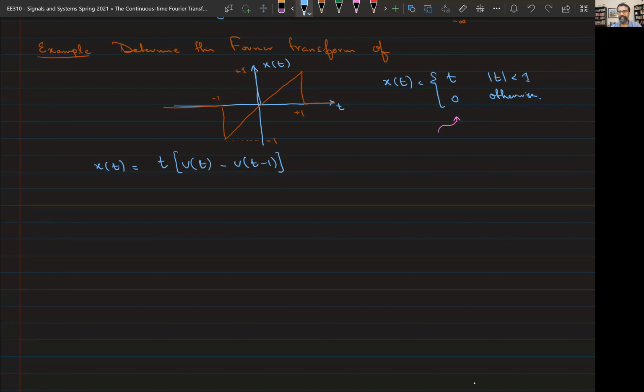Yeah. Then this is x of t because this is applicable for all t from minus infinity to plus infinity. Does that make sense? Because u of t minus one is going to be equal to one between minus one and plus one. Oh, sorry, so this is u of t plus one minus u of t minus one, right? So u of t plus one minus u of t minus one is actually a rectangular pulse from minus one to plus one and zero outside of this interval. And then you multiply it by t, right? So this would just be a ramp within minus one and plus one. So that's another way to write this piecewise relationship. Is that clear?